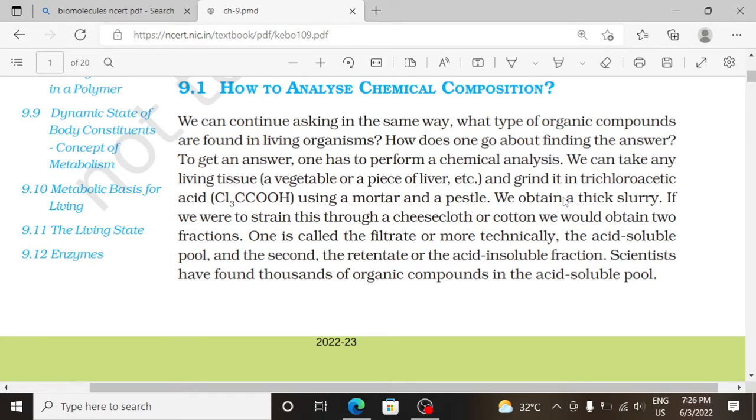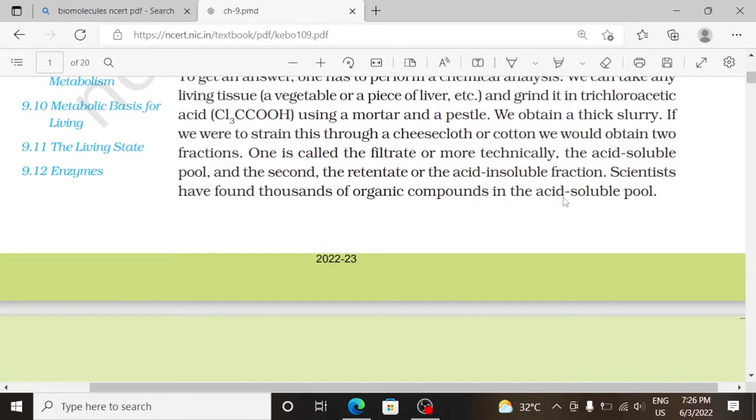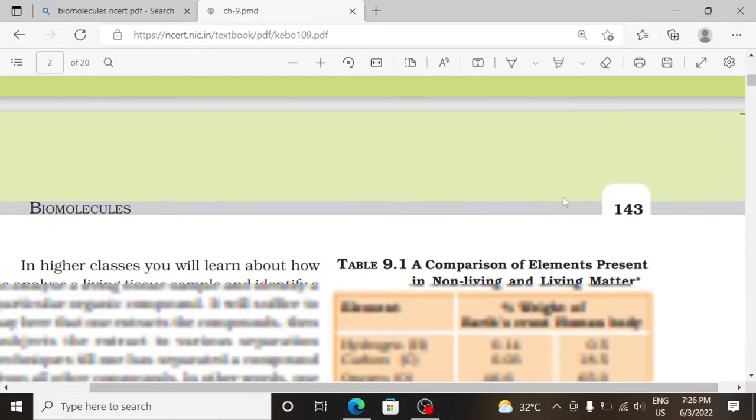that is Cl3CCOOH. We can take any living tissue, a vegetable or a piece of liver, etc., and grind it in trichloroacetic acid, that is Cl3CCOOH, using a mortar and a pestle. We obtain a thick slurry. If we were to strain this through a cheesecloth or cotton, we would obtain two fractions. One is called the filtrate, or more technically the acid soluble pool, and the second the retentate, or the acid insoluble fraction. Scientists have found thousands of organic compounds in the acid soluble pool.